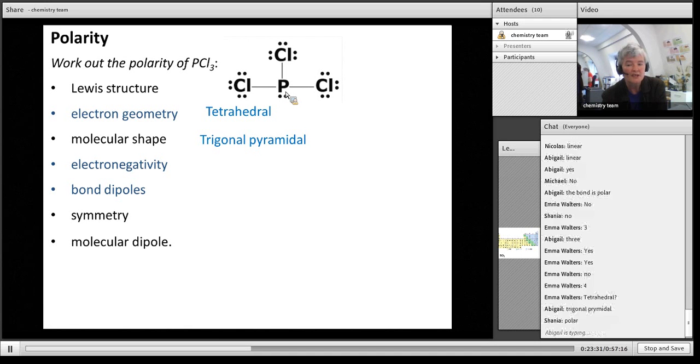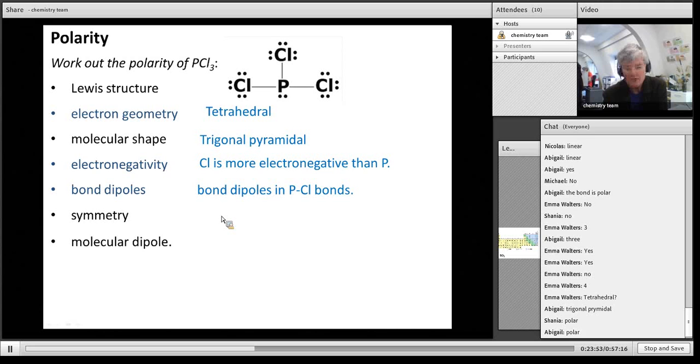So you can say P or NP, polar, correct, because they are different elements, so there'll be a difference in electronegativity. And Cl, I mean, you could just simply say that it's a difference in electronegativity between P and Cl, or you could say Cl is more electronegative than P. You're not expected to know the exact electronegativities. And because we've got a difference in electronegativity, we have bond dipoles, because they're polar bonds.